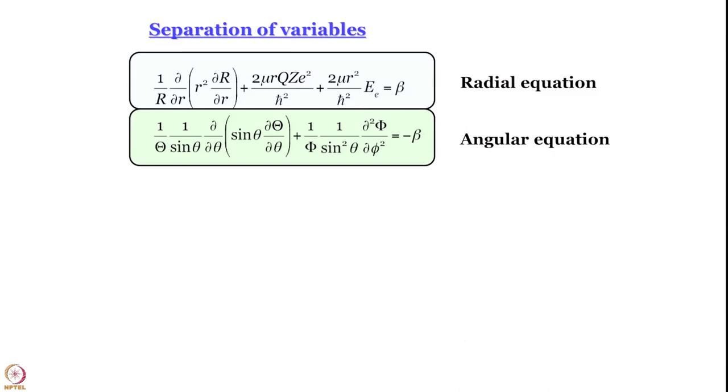So, that is what we are going to do in the next module, and we are going to recapitulate what we have done in rigid rotor, and we will see how the quantum numbers emerge nicely from using boundary conditions in the subsequent discussion.